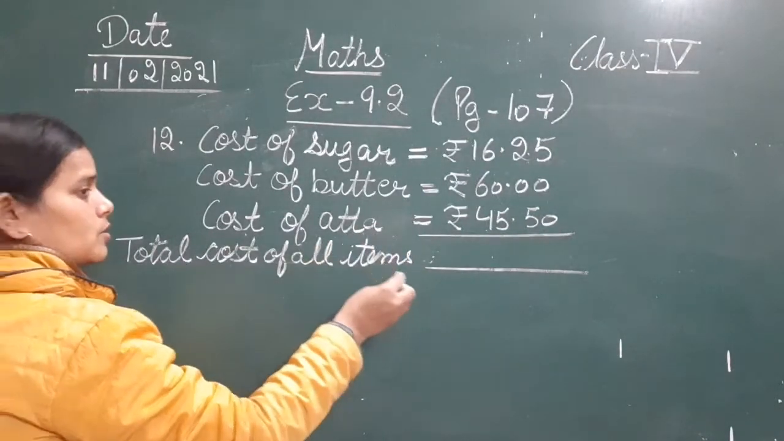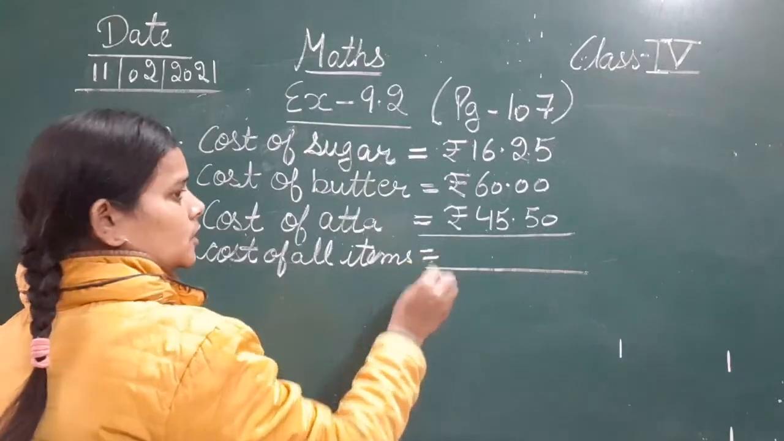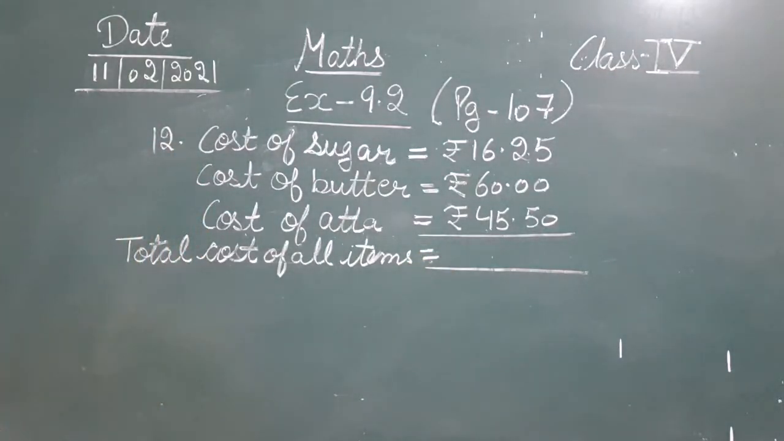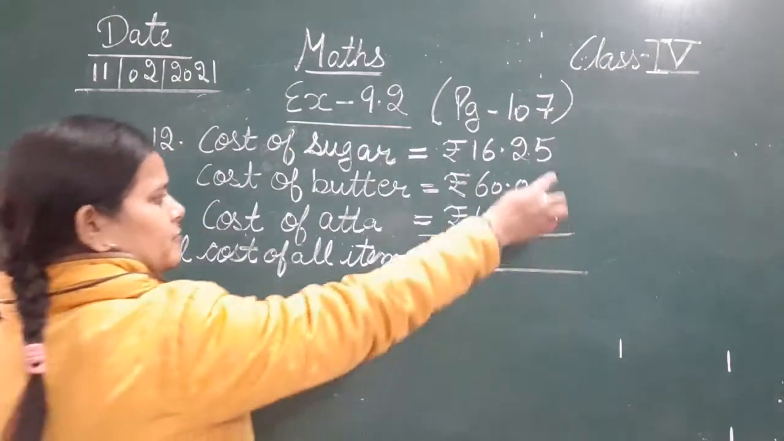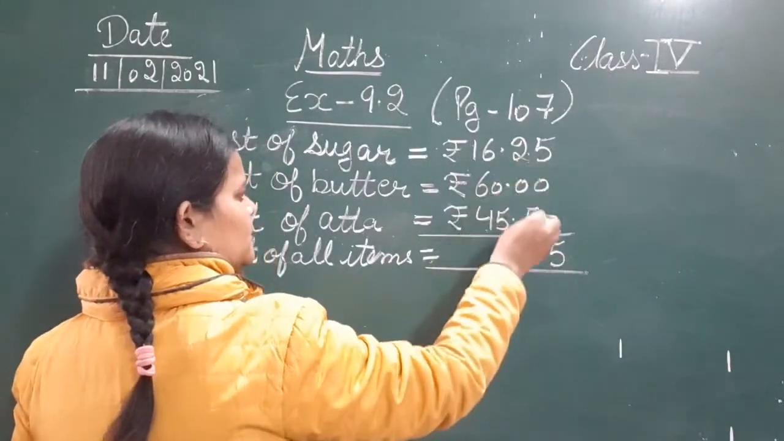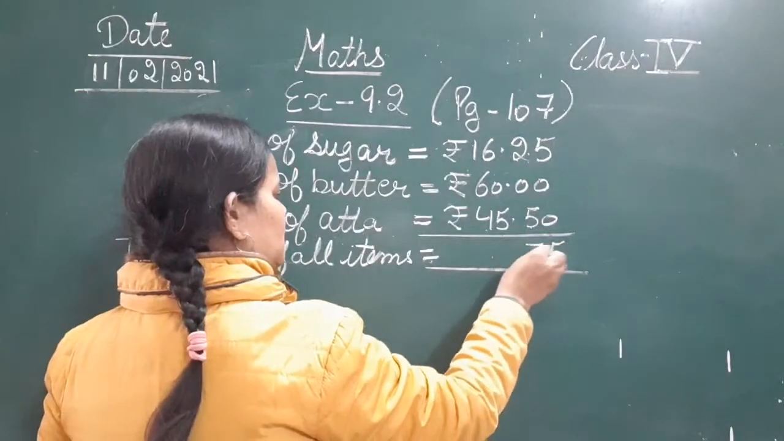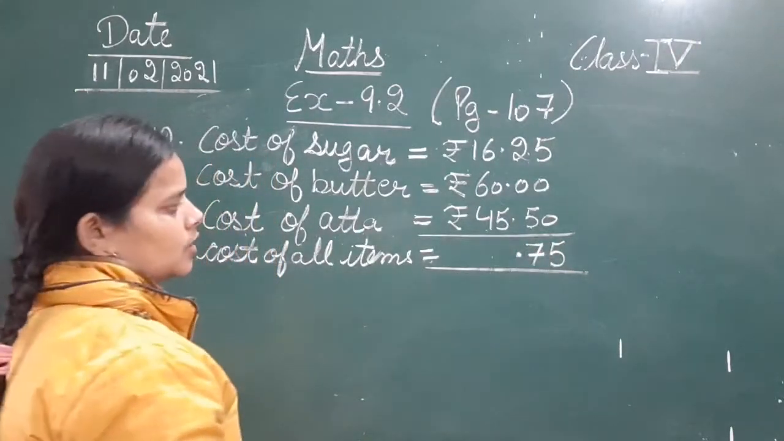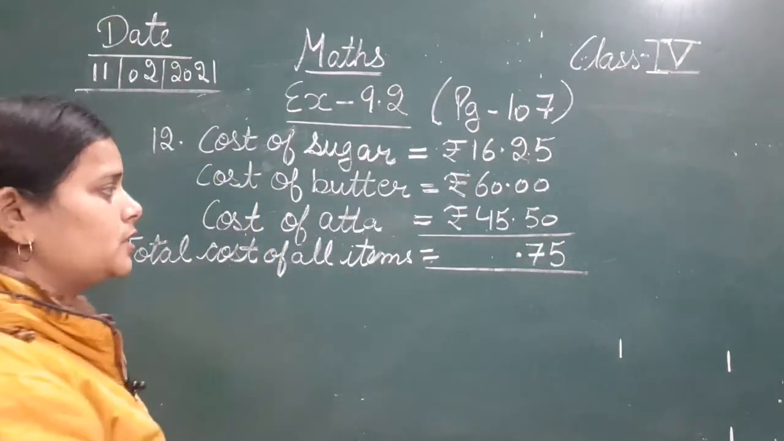So the total cost of all the items is equal to, that we will calculate. So let's add it. So 5 plus 0 plus 0, that is 5. 2 plus 5, 7. Okay, so nothing will be carried forward.